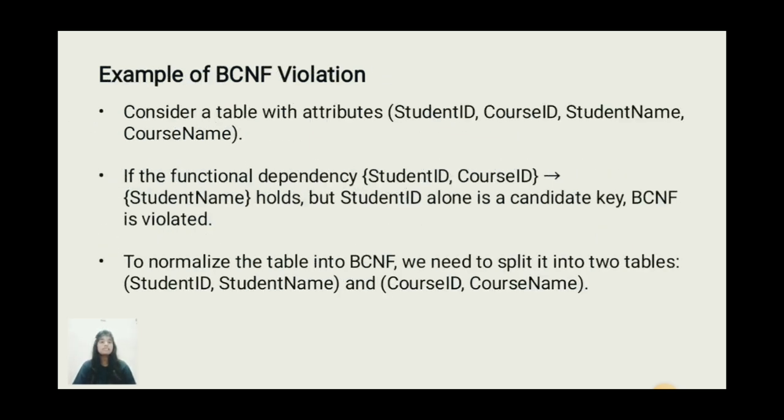Example of BCNF violation. Consider a table with attributes student ID, course ID, student name and course name. If the functional dependency is student ID to student name, but student ID alone is not a candidate key, BCNF is violated. To normalize the table into BCNF, we need to split it into two tables: student ID, student name; and course ID and course name.